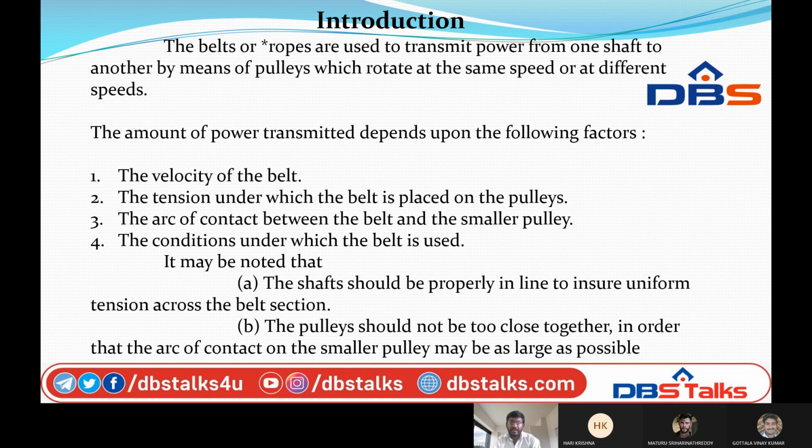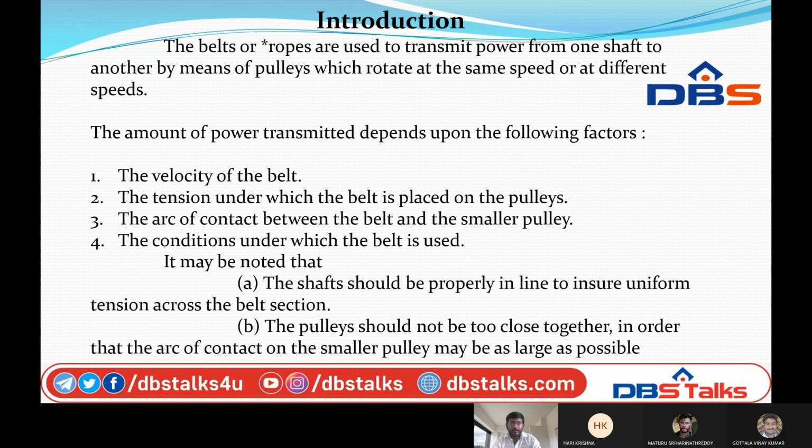The amount of power transmitted depends upon the following factors: the velocity of the belt, the tension under which the belt is placed on the pulleys, the arc of contact between the belt and the pulley, and the conditions under which the belt is used. So these are the factors on which the power transmitted depends.